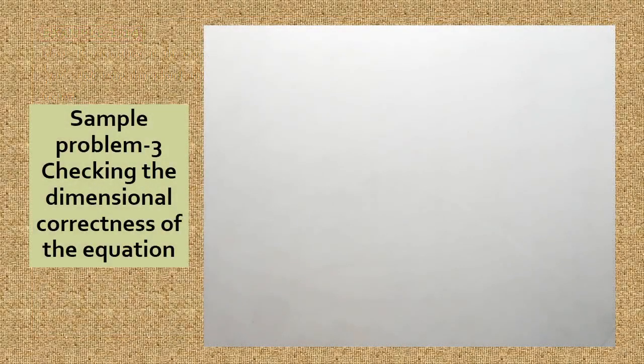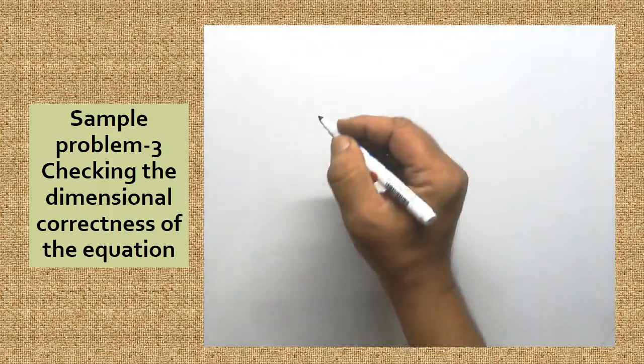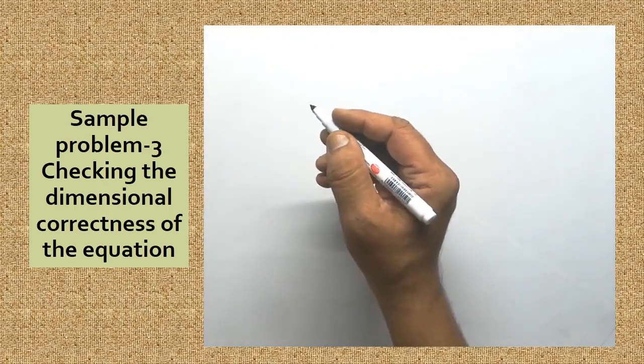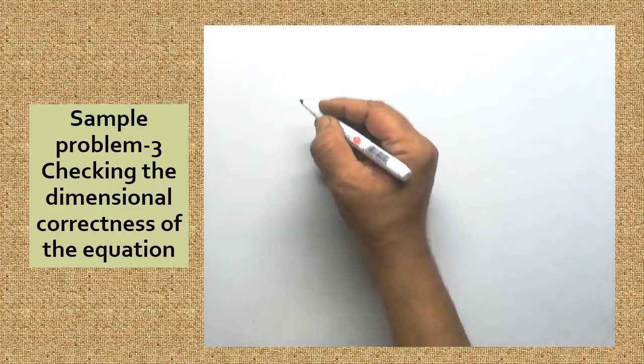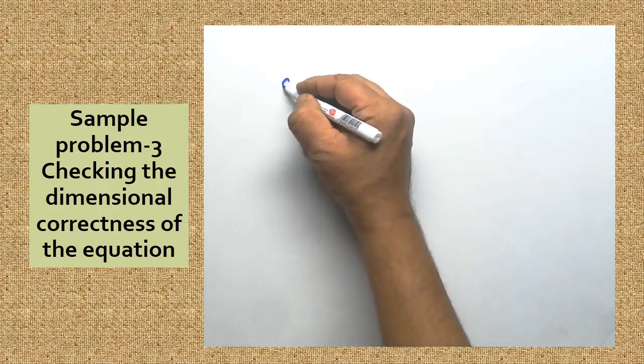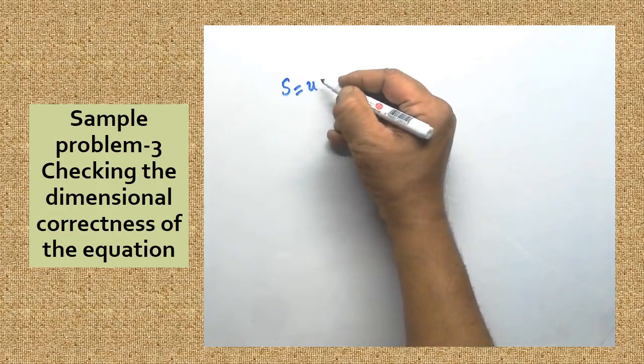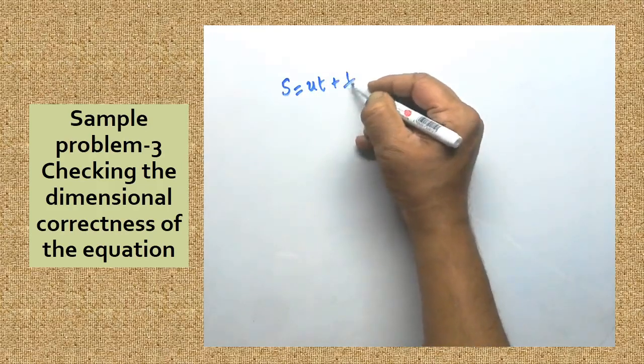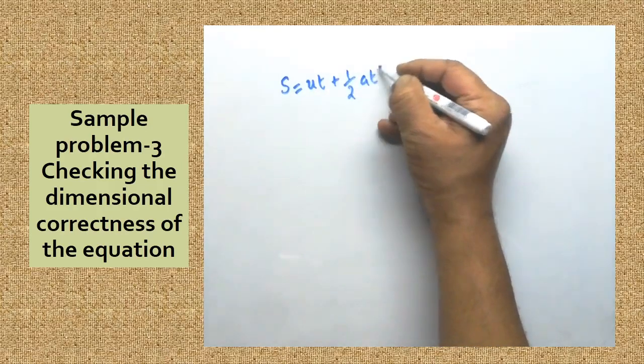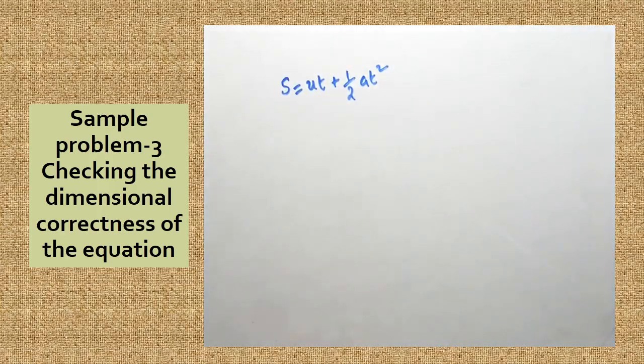Now again I am going to do one more problem to learn the concept of dimensional correctness of a given physical equation. So I will do one more problem, only then the concept will become very thorough in your mind. I will write another equation. S is equal to ut plus half at squared. This is another equation of motion. Now we are going to check whether the equation is dimensionally correct or not.